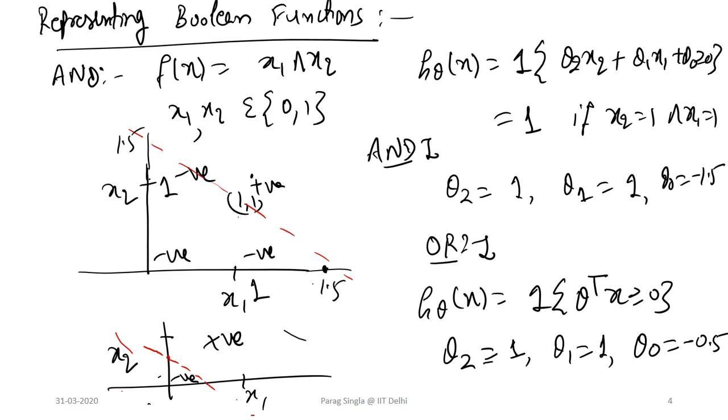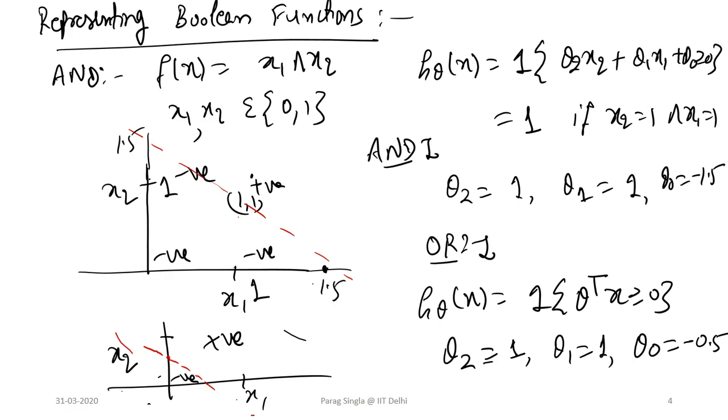And what are the coefficients, right? The slope of this line is -1 and the intercept is 1.5, and you could essentially write this line by noting that theta 2 is 1, theta 1 is 1, and theta 0 is -1.5, right?